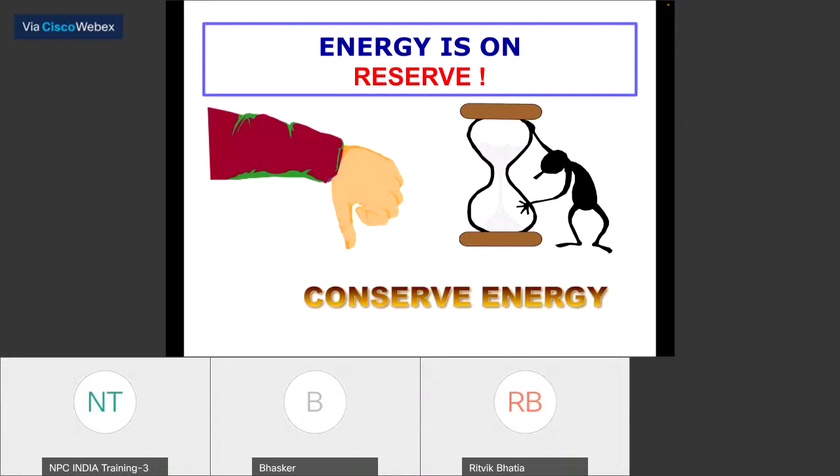So please see that energy is on reserve and is to be conserved for ourselves as well as for our forthcoming generations. Why? Because we are experiencing today the cost of petrol, 100 rupees per liter. It is pinching each and every family, each and every person going out of the house. Similarly, without electricity, we will not be able to survive. And suppose your electricity bill was 200 rupees per kWh, would you be paying it?